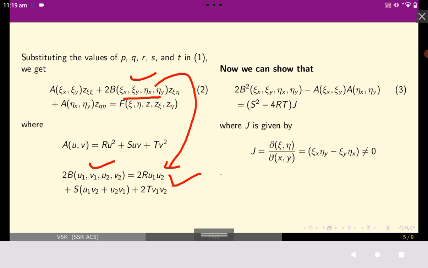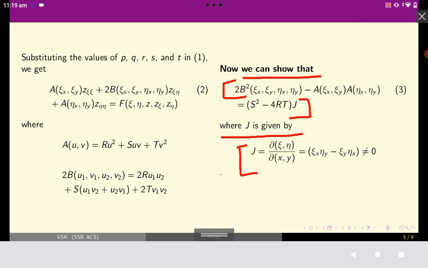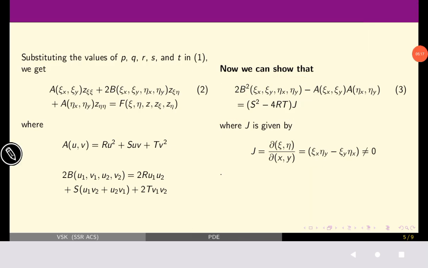Now we can show that, and you will have to write it as it is, because it is verified that this expression is equal to this expression, where J is given by this Jacobian. Now keep in mind that this expression is important. According to this value, we will decide whether it is parabolic, hyperbolic, or elliptic.